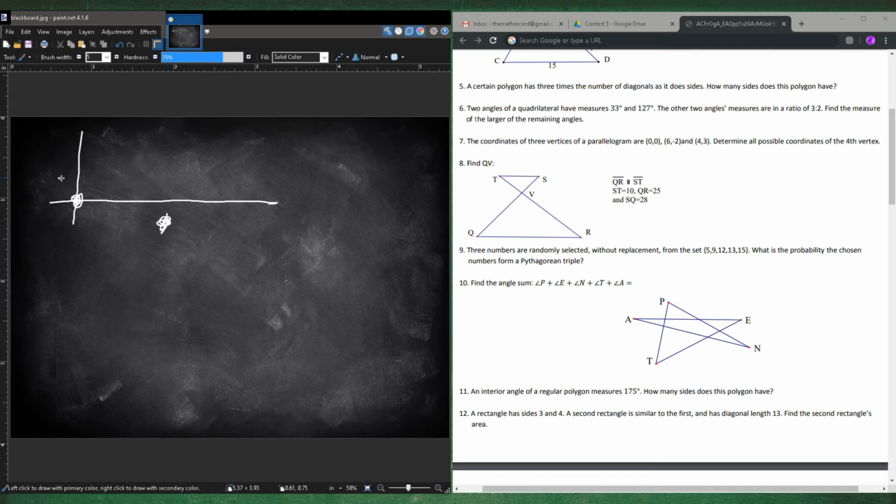And we have 4, 3 ish right here. So there's gonna be a coordinate, right? Since these are parallelograms, technically it has to be the same distance.